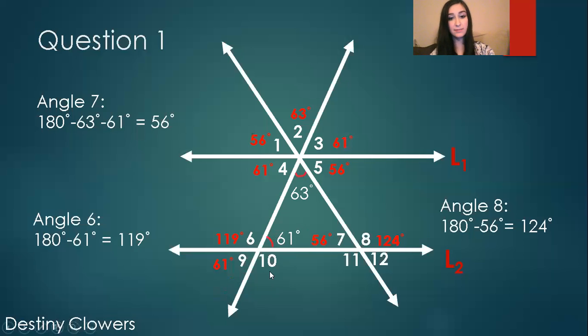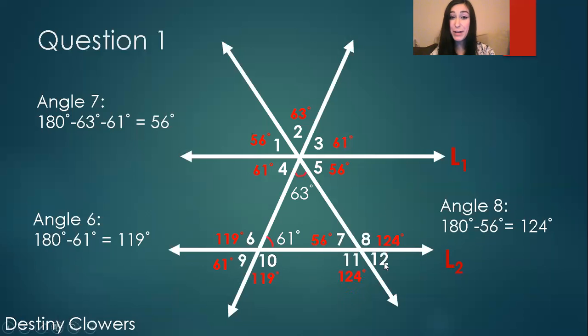The angle opposite is angle 6, which equals 119 degrees. So that means angle 10 will also equal 119 degrees. And over here, angle 11 equals 124 degrees because it is vertical angles with angle 8, which equals 124 degrees.